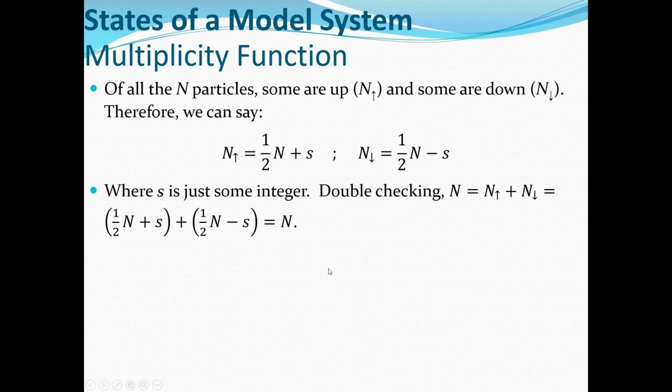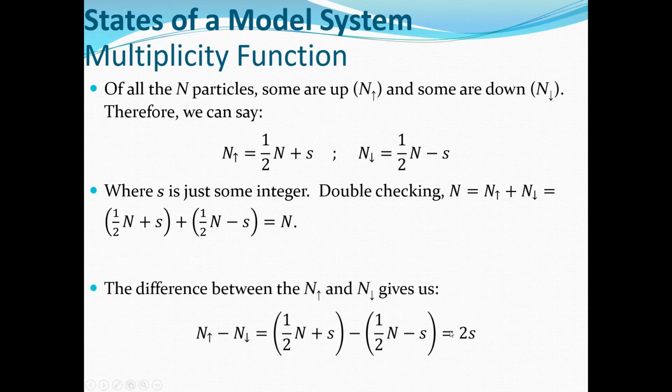So that's good. And this is one of the reasons why we said that N is going to be so large that it's an even number, because technically this equation wouldn't work if N was something like 5. But you'll notice that it ends up simplifying, so we don't even have to worry about that. Now if we take the difference between these, we end up getting 2s. So 2s is referring to the difference in the numbers, the excess of particles pointed up or the excess of the particles pointed down.